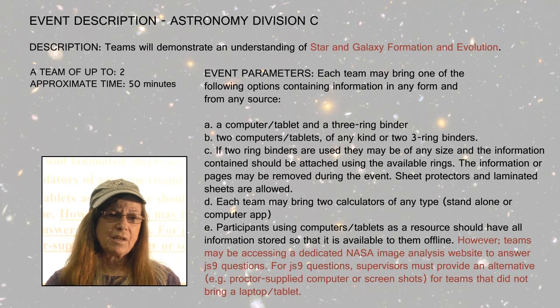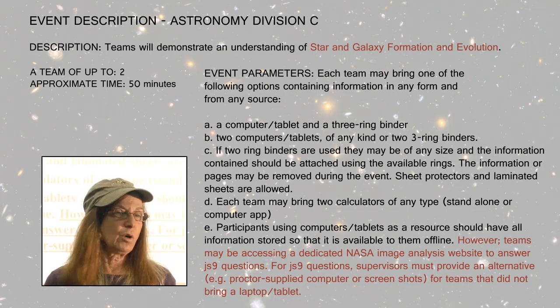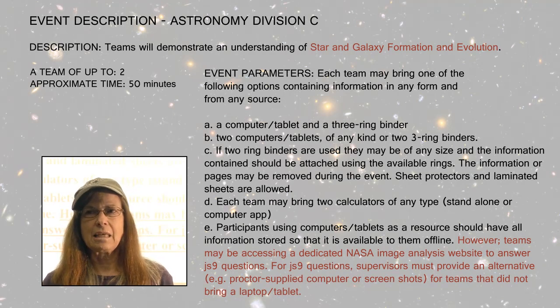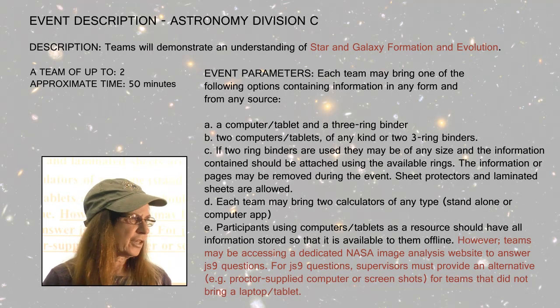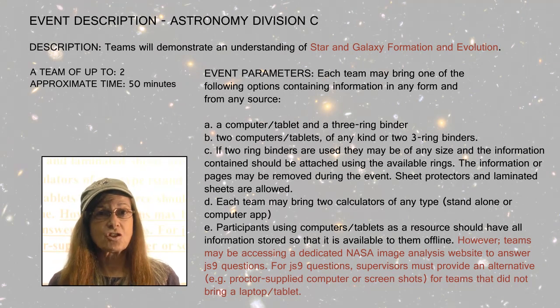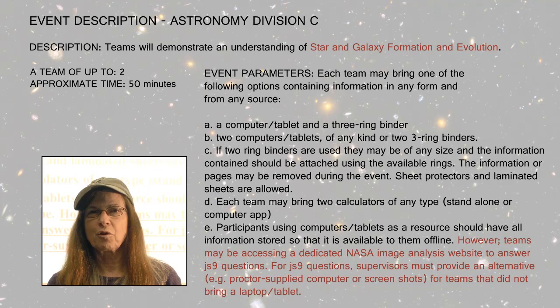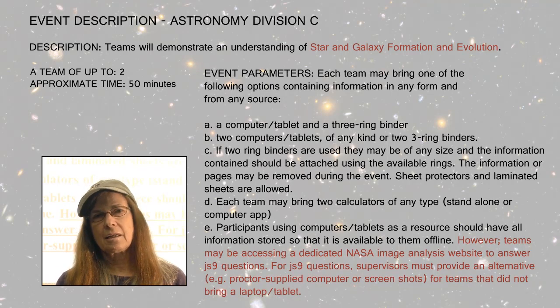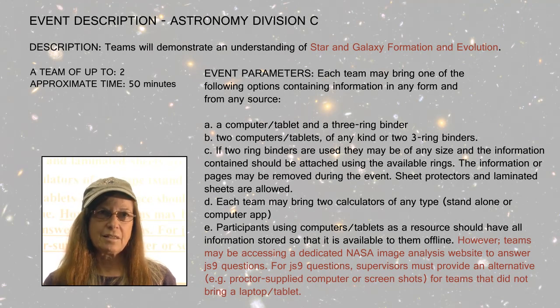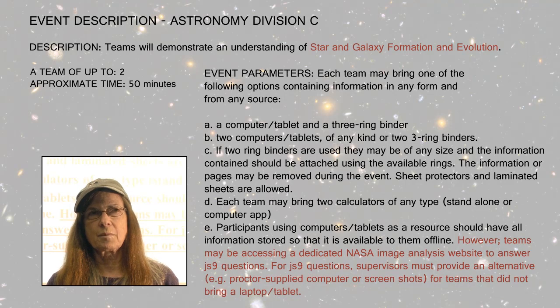So it says on the event description this year that we may be accessing a dedicated NASA website, and it's not maybe, we actually are going to do that this year. So you will see that the resources, as usual, you can either bring to the competition 1 laptop and 1 3-ring binder, or 2 3-ring binders, or 2 laptops. Now, of course, if we're going to be accessing JS9 during competition online, then it has to be done with a computer. And I'm going to show you ways that you can accommodate that or not accommodate that.